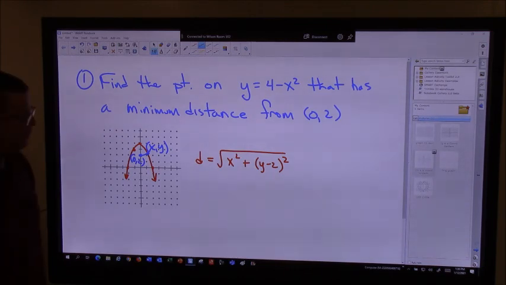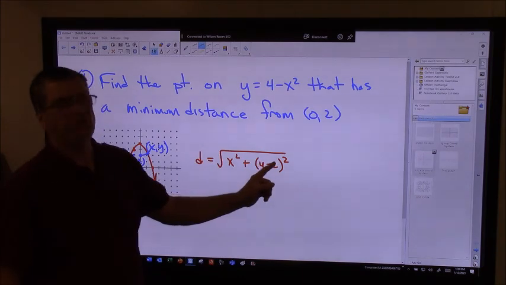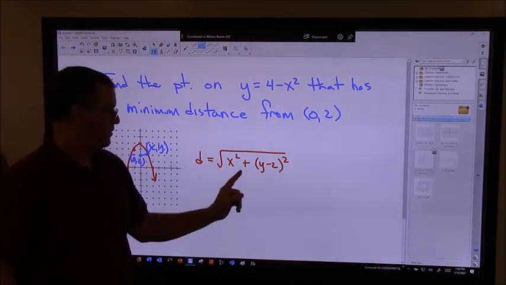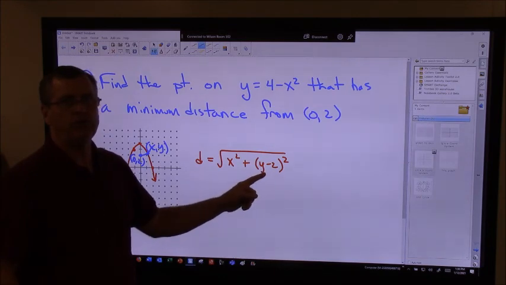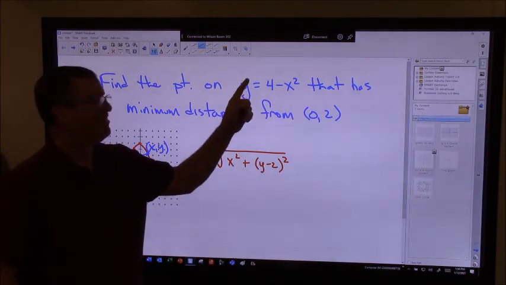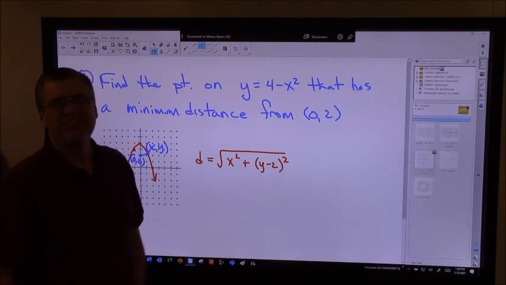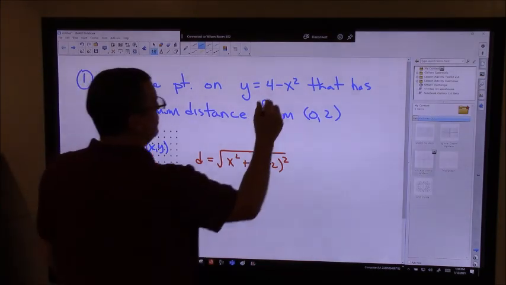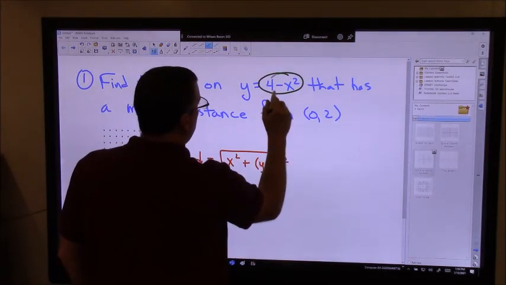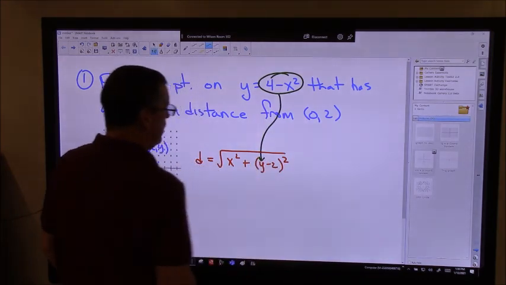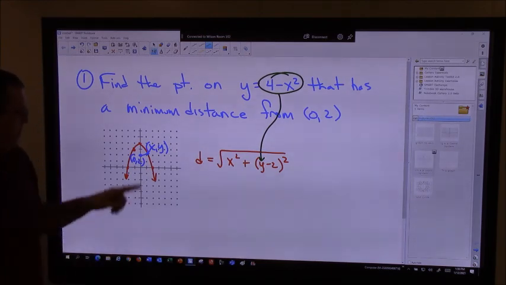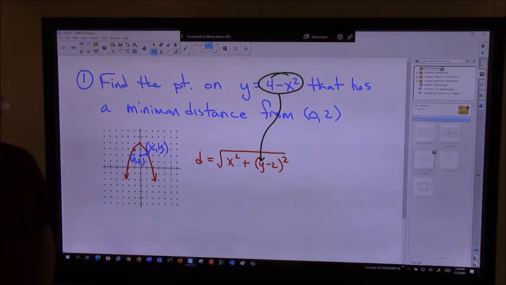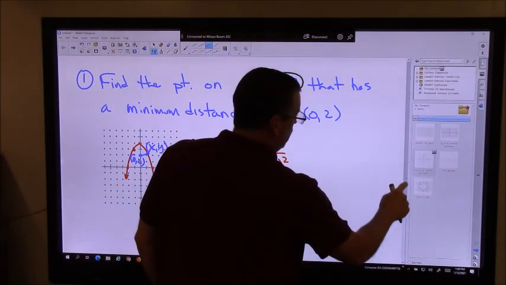Now, it would sure be nice if there was only one variable over here. I sure wish I had an equation somewhere that told me what y is equal to. Right? This one right here. So we can use that. We could take this stuff right here and substitute it in place of y, and then what I have is an equation that has just x's in it. And so I can at least figure out the x coordinate of that point.